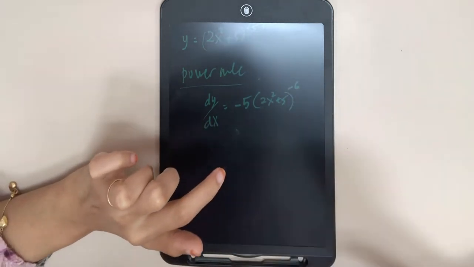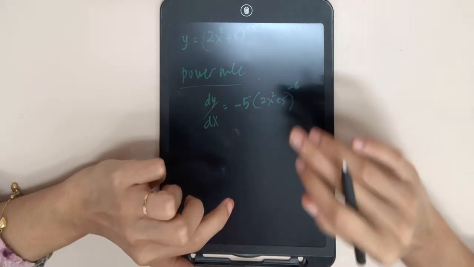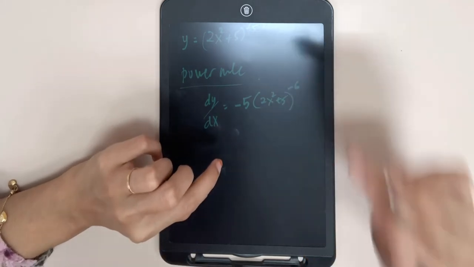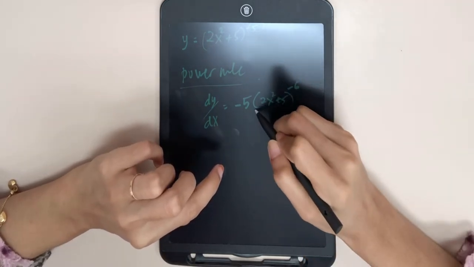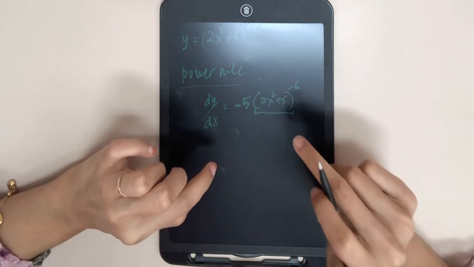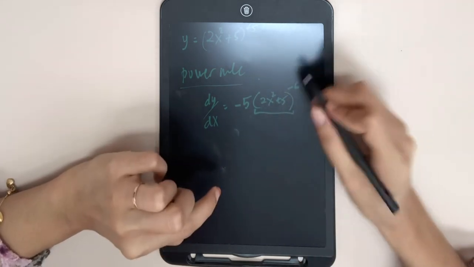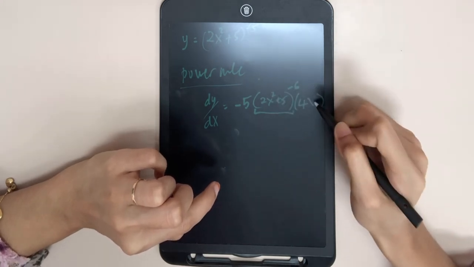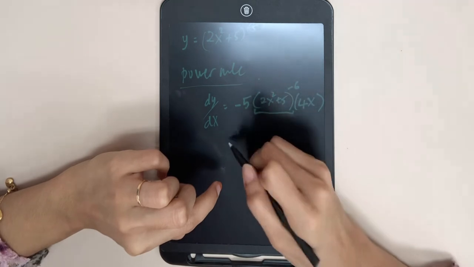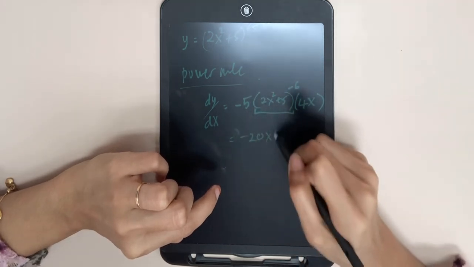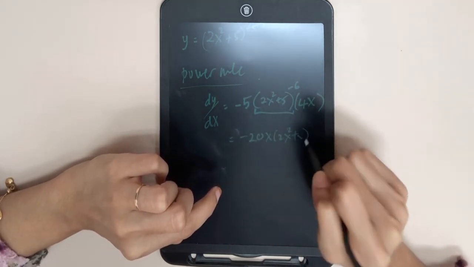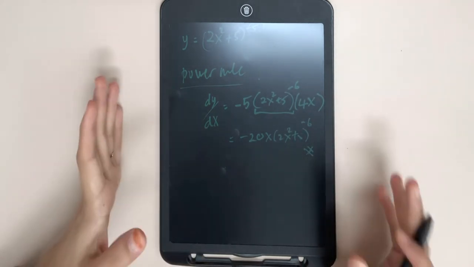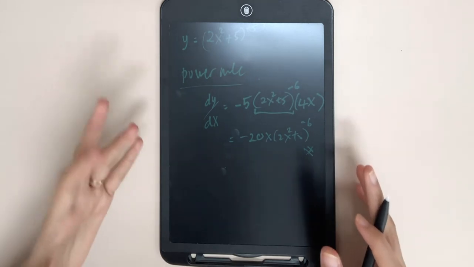This is not the final answer yet. Many people make careless mistakes when doing the power rule. They will stop until here only. That is wrong. What you need to do next is differentiate what is inside the bracket, and you multiply. Inside the bracket we have 4x. Then simplify. You have negative 20x, 2x squared plus 5 to the power of negative 6, which is this answer, and the previous one is equal, similar, the same.